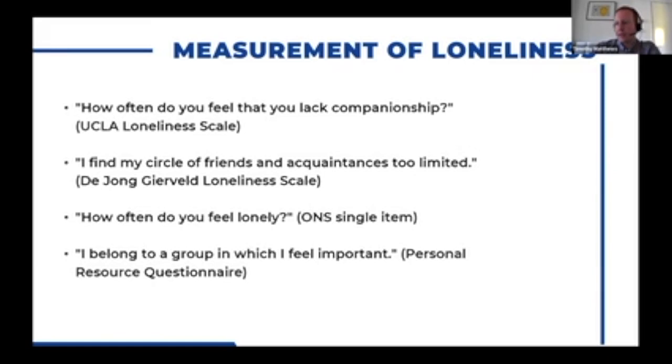So we've got the UCLA 3, it asks, how often do you feel you lack companionship? The de Jong-Gierveld scale, this item is, I find my circle of friends too limited, presumably in general. There's the directly worded item recommended by the ONS, and again, that asks how often do you feel lonely? And then the personal resource questionnaire, again, that asks about how things are seemingly in general or in the here and now.